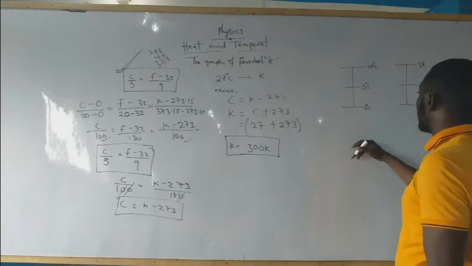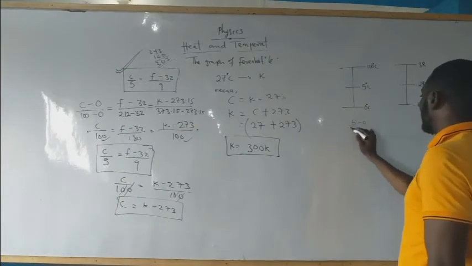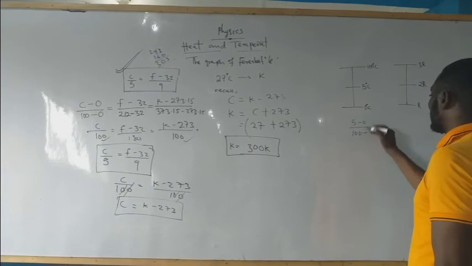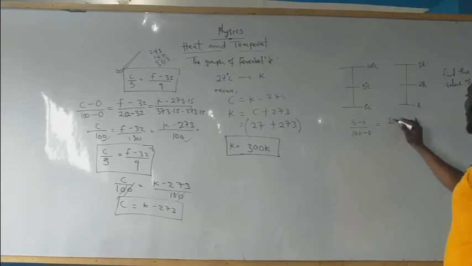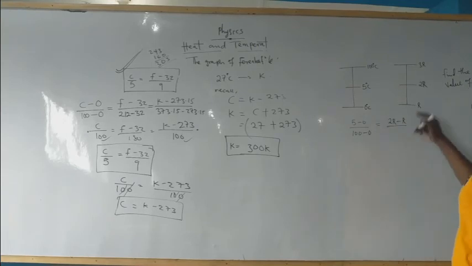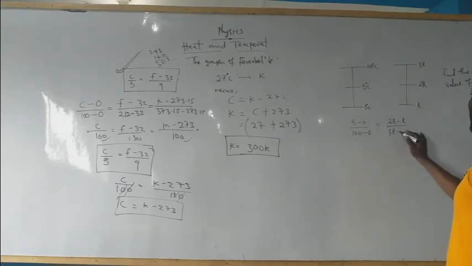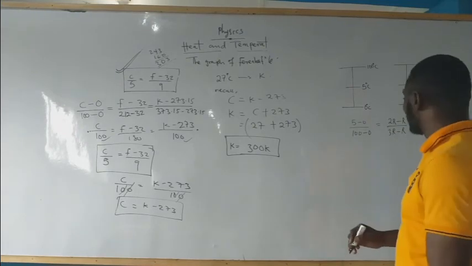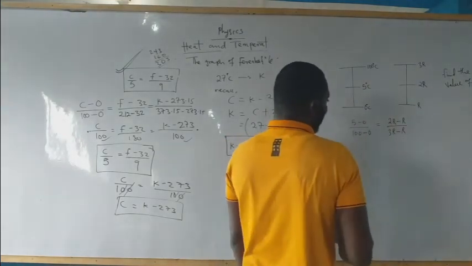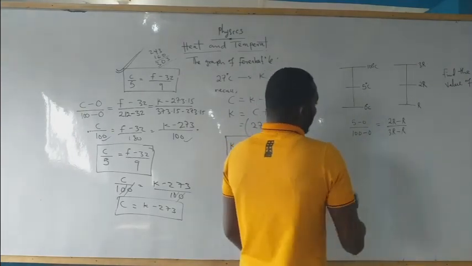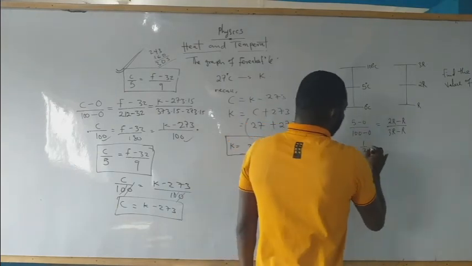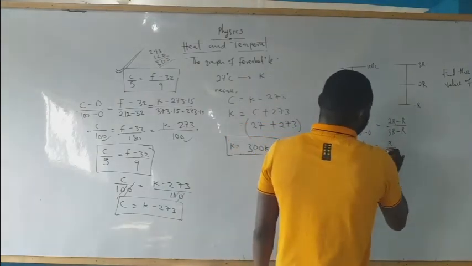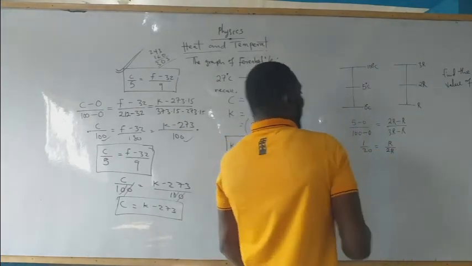This is 5 minus 0 over 100 minus 0 equals, what are they? This will be 2R minus R over 3R minus R. This will be 1 over 20 equals R over 2R.